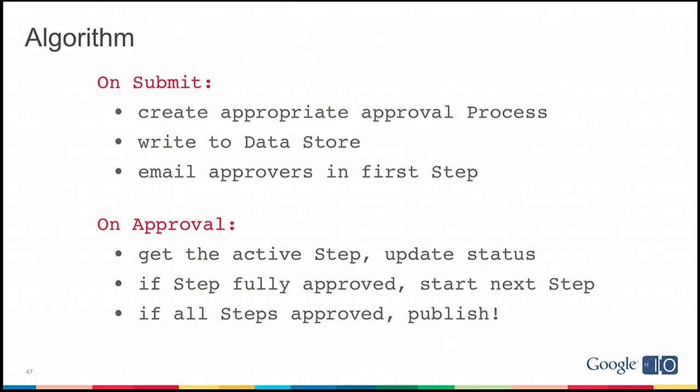When we get something submitted into our workflow, we create an appropriate approval process. Okay? We write it back to our data store, and then we start the first step. And we do that by, in our case, emailing the approvers. You can just grab the first step, iterate through the approvers, and send each of them an email.